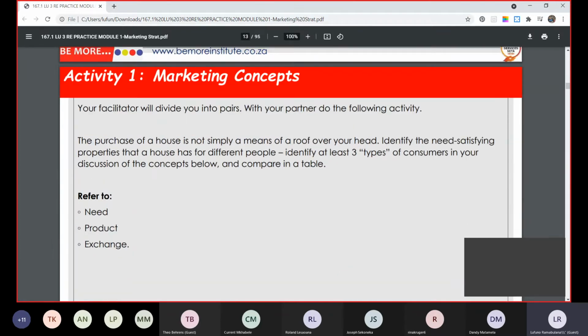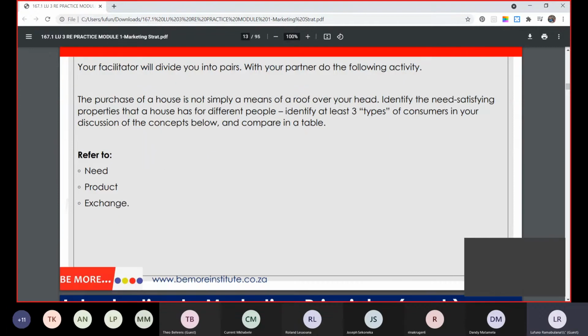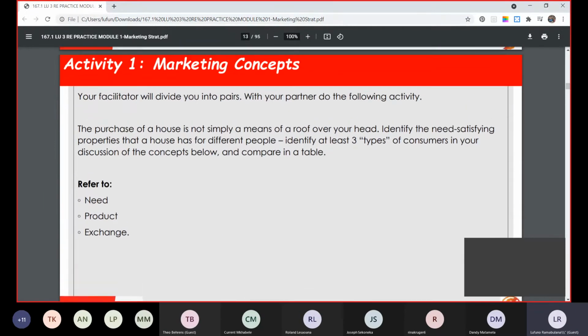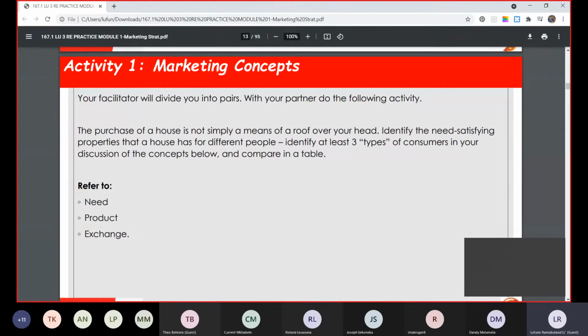There's an activity here, activity number 1, which I'll just go through. If we can touch some of the things we can touch, we will, but we may not necessarily. Your facilitator will divide you into pairs with a partner to do the following activities.